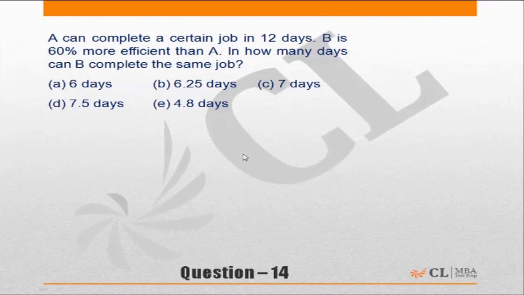Question 14. A can complete a certain job in 12 days. B is 60% more efficient than A. In how many days can B complete the job? B is 60% more efficient than A.